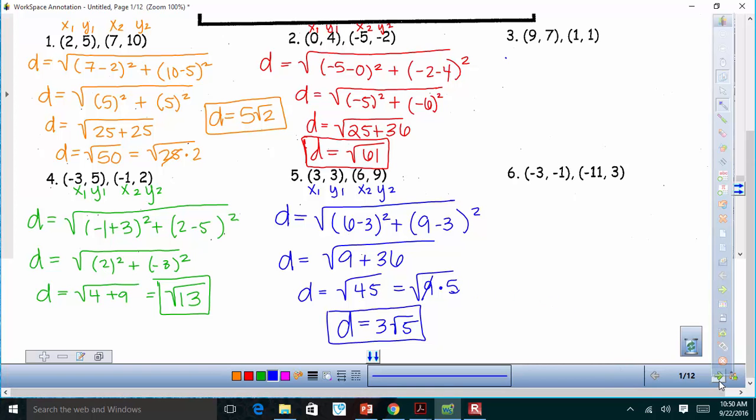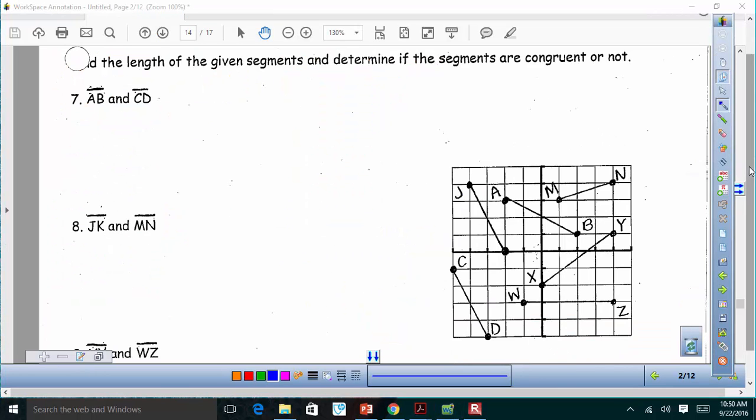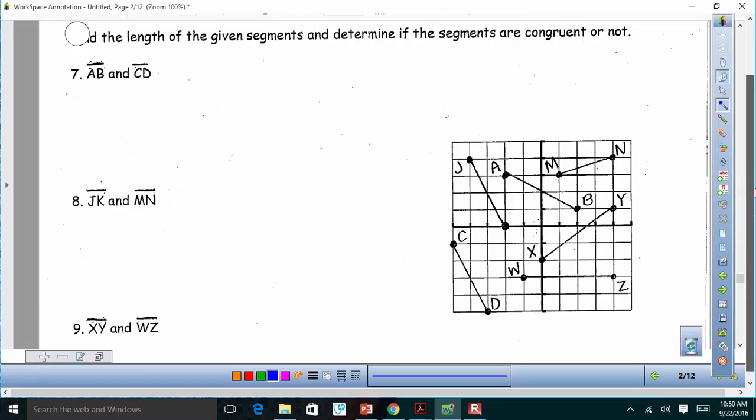Okay, next thing I want to look at is the length of the lines. We're going to see if they are congruent or not. So we're going to look at a couple of these. First, let's look at AB and CD. How do you think we could find whether they were congruent or not? By looking at the slopes? Not by looking at the slopes. Slopes tell us, are they parallel or are they perpendicular? We're looking at how long they are. Are they congruent? How do we find how long something is? We use the distance. Okay?